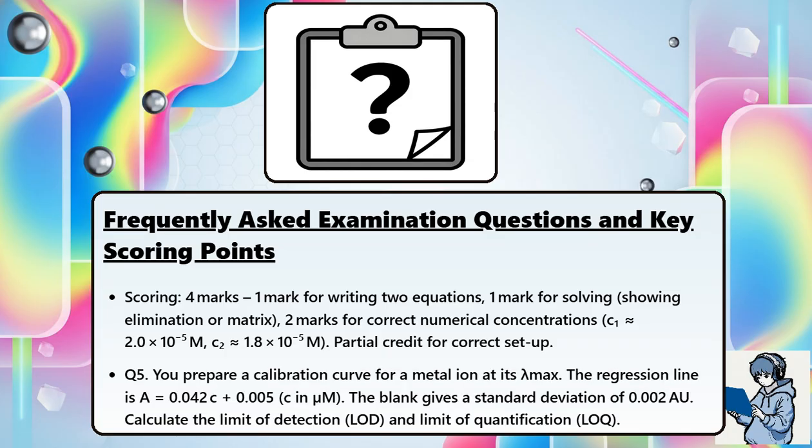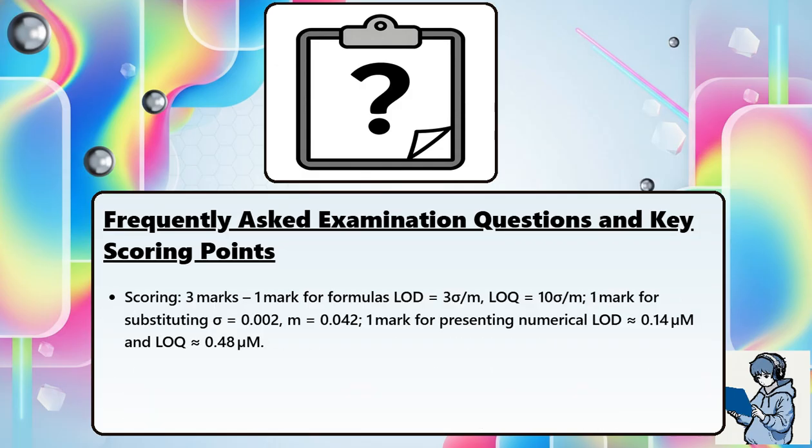Question 5. You prepare a calibration curve for a metal ion at its lambda max. The regression line is A equals 0.042 C plus 0.005, C in micromolar. The blank gives a standard deviation of 0.002 absorbance units. Calculate the limit of detection, LOD, and limit of quantification, LOQ. Scoring 3 marks. 1 mark for formulas LOD equals 3 sigma over m, LOQ equals 10 sigma over m. 1 mark for substituting sigma equals 0.002, m equals 0.042. 1 mark for presenting numerical LOD approximately 0.14 micromolar and LOQ approximately 0.48 micromolar.